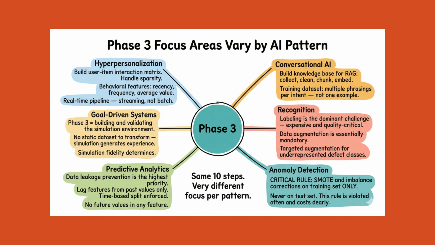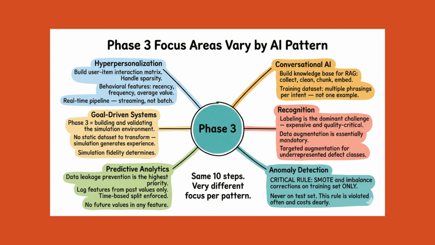10 steps apply across all patterns. What changes is which steps require the most attention. For hyperpersonalization, the key preparation is building the user-item interaction matrix and handling sparsity. Most users interact with only a small fraction of all available items. Feature engineering focuses on behavioral signals, recency, frequency, and value per user. Real-time data pipelines require streaming infrastructure, not just batch processing.